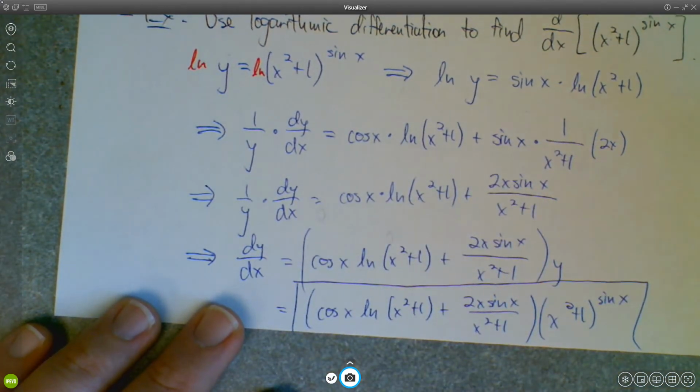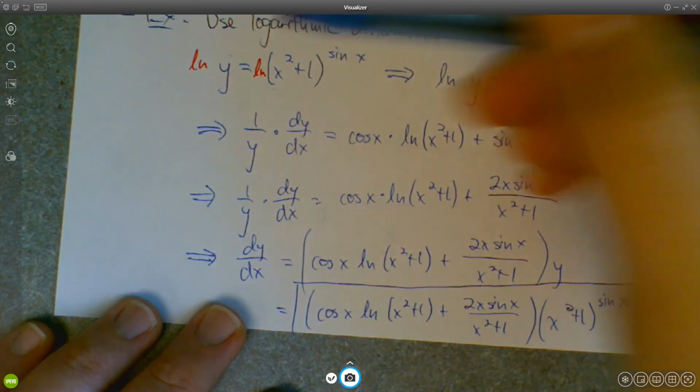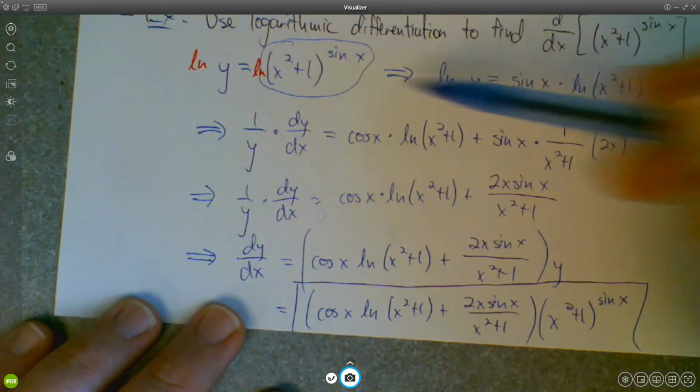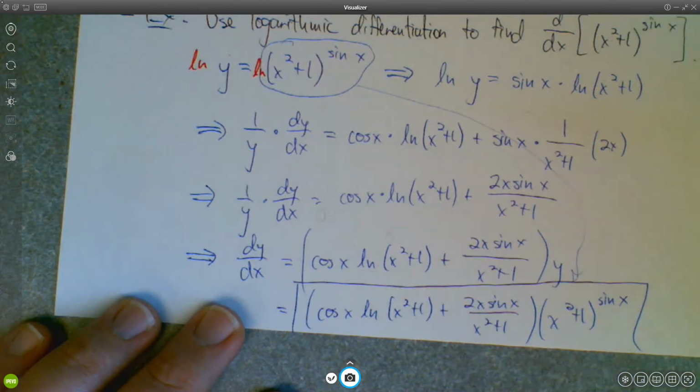Isn't that nasty? Starting with this almost deceptively simple looking function, you get this kind of nasty answer. But there you go. That's how you would handle that, right?